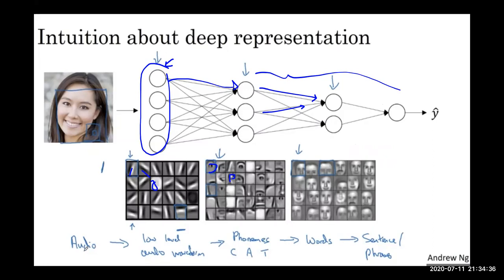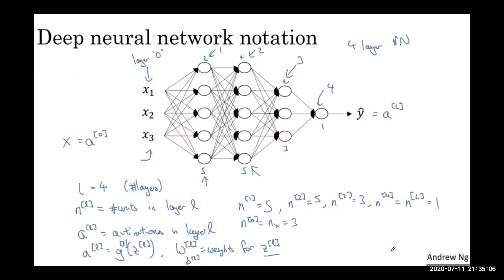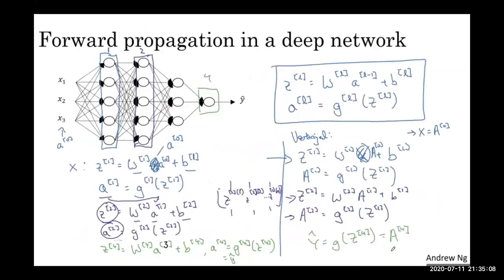And for instance, in audio or speech recognition, maybe the first layer just captures low level audio bandwidth, and then maybe the next layer finds the letters. The next layer finds the words, and then at the end it puts everything together into the sentence. Okay, let's move on, we don't have time.